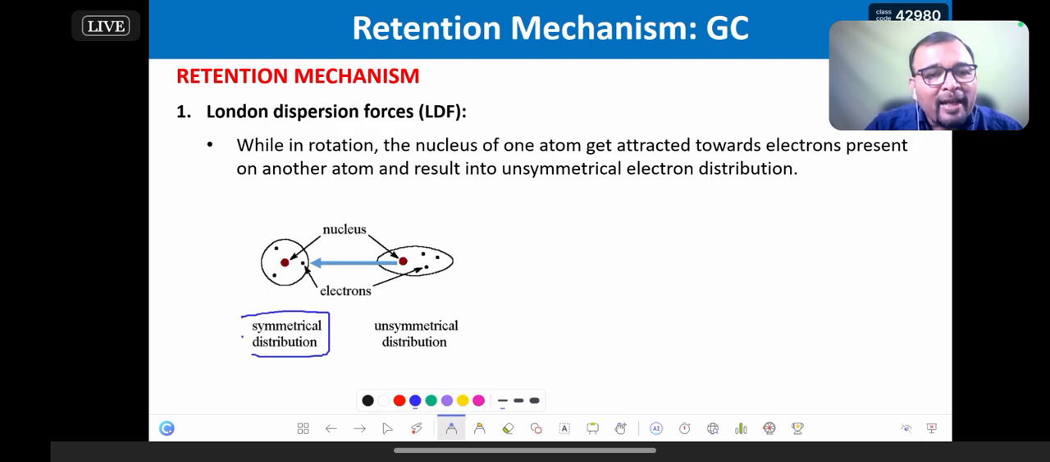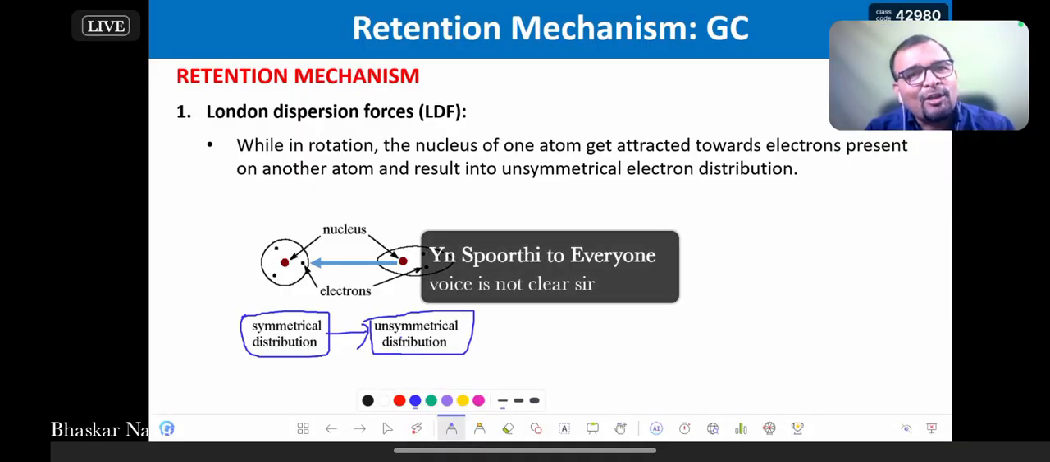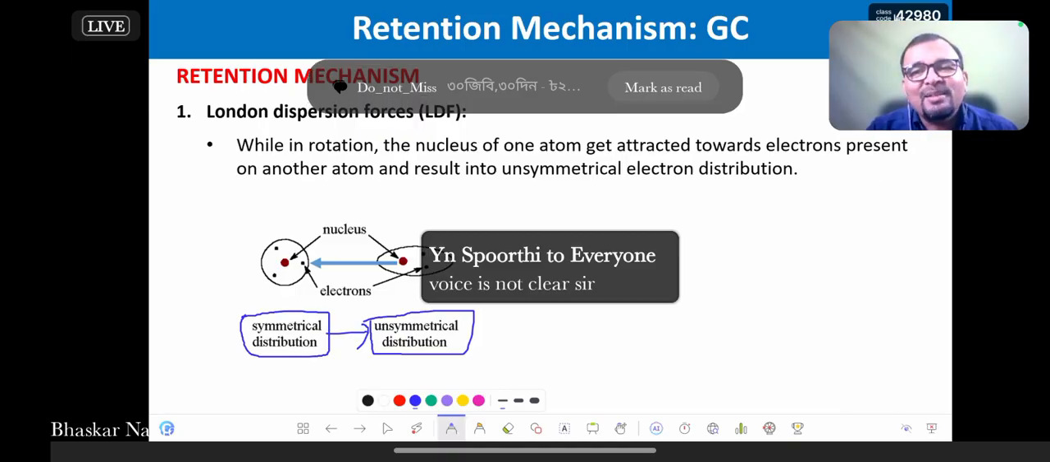Now, why does this unsymmetrical distribution of electrons happen? Suddenly, for a fraction of time, the electron starts revolving around the nucleus unsymmetrically. What is the reason behind that?